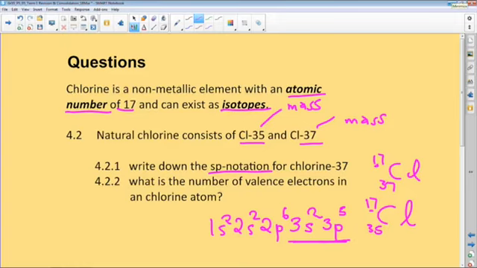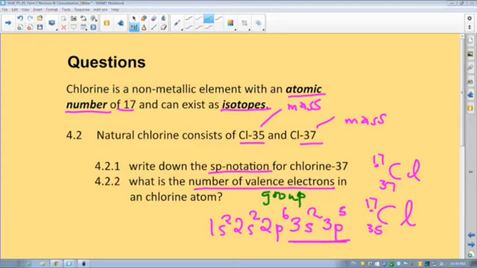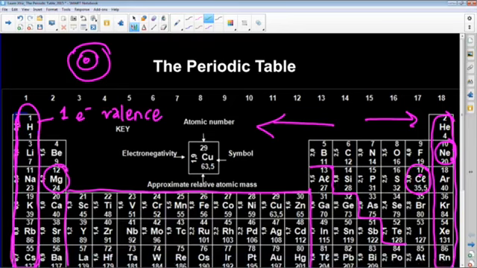Now, what is the number of valence electrons? Remember, valence electrons have to do with the group in which an element occurs in the periodic table. If you check quickly in your periodic table, you'll realize that group 17 is the same as group 7, which is written in Roman figures. So in terms of the main groups, group 17 is group 7. So chlorine, at the highest energy level, has 7 valence electrons. That 7 for the group has to do with the valence electrons.